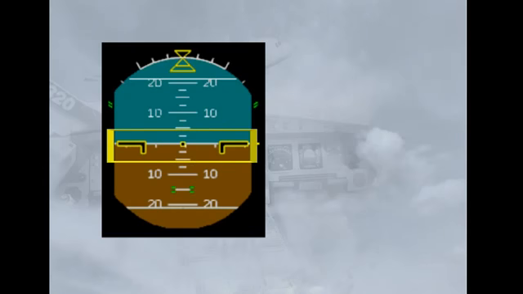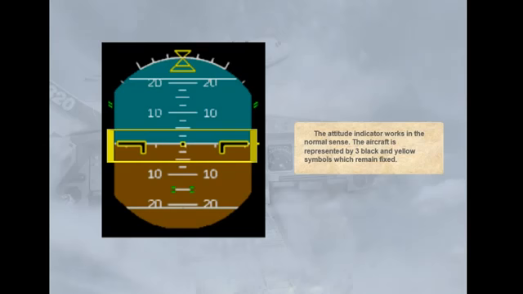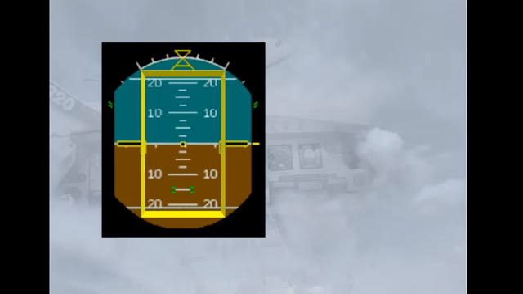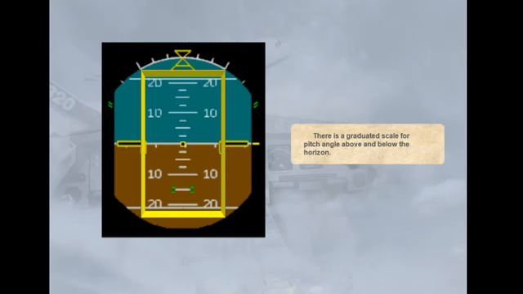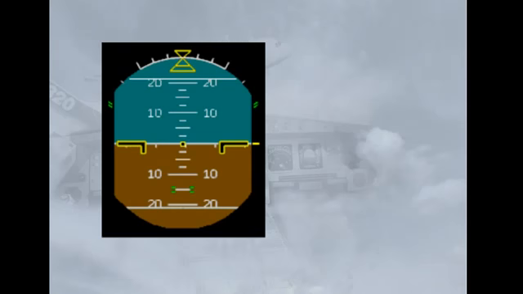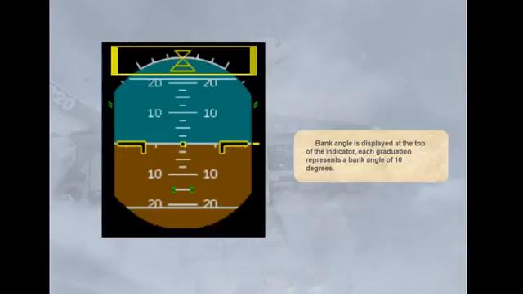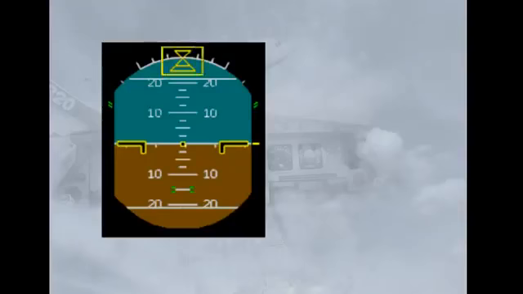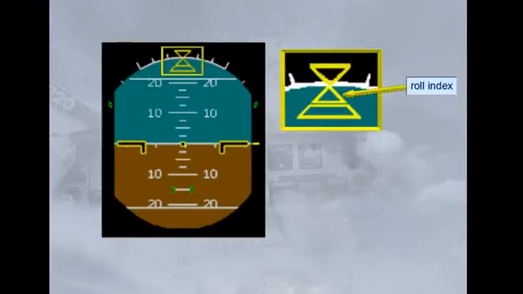The attitude indicator works in the normal sense. The aircraft is represented by 3 black and yellow symbols which remain fixed. There is a graduated scale for pitch angle above and below the horizon. Bank angle is displayed at the top of the indicator. Each graduation represents bank angle of 10 degrees. The roll index triangle moves against a fixed scale to show the bank angle.